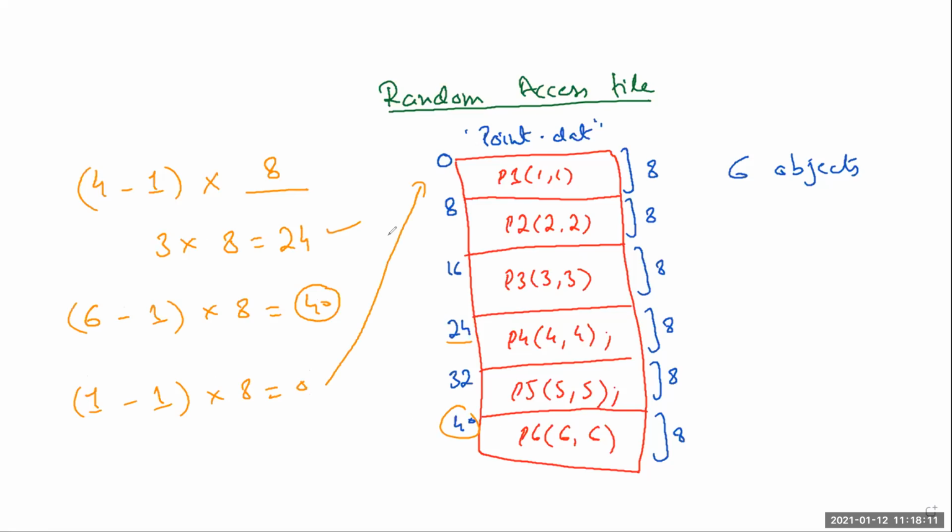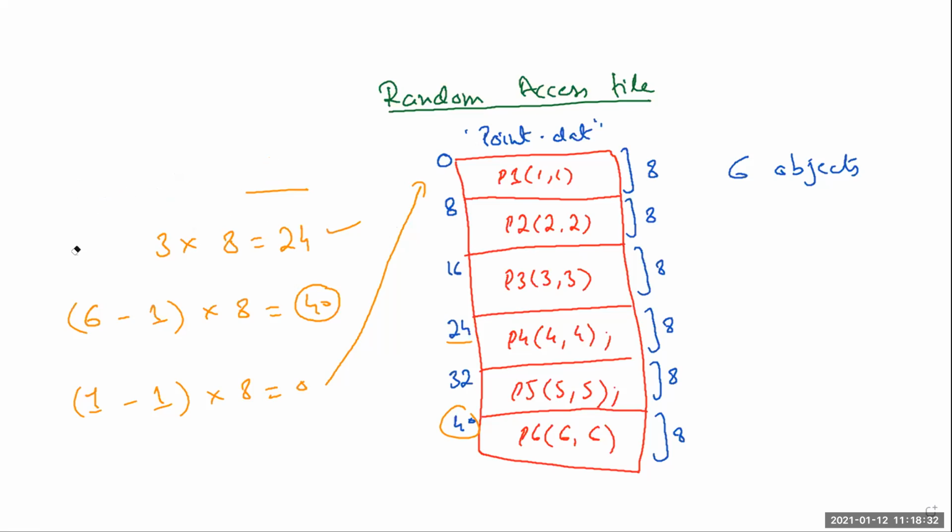So now you see you have a very good way of finding. If I say tell me the address of object number 5, you will say 5 minus 1 into 8. Why 8? Because 8 is the size of one object, as I explained through this example. So in other words, we can generalize it.